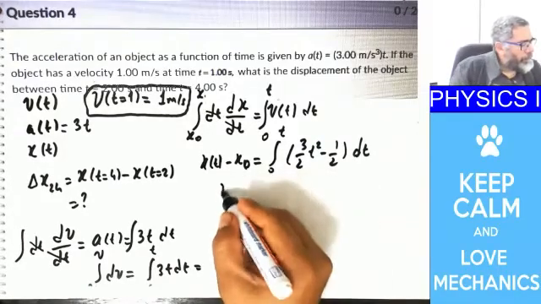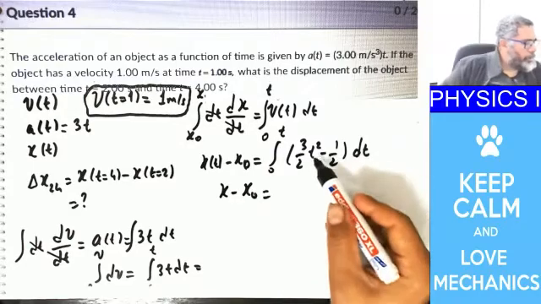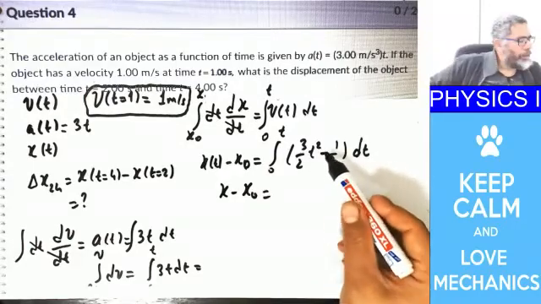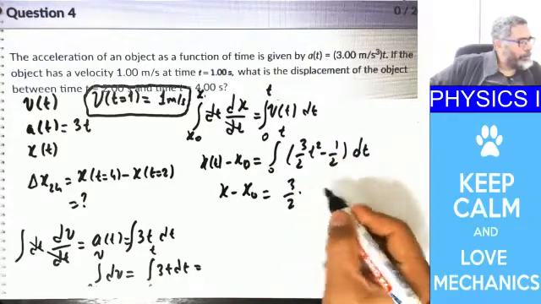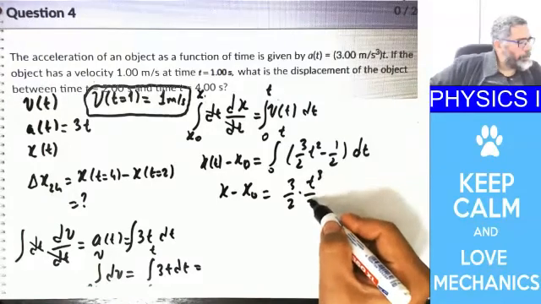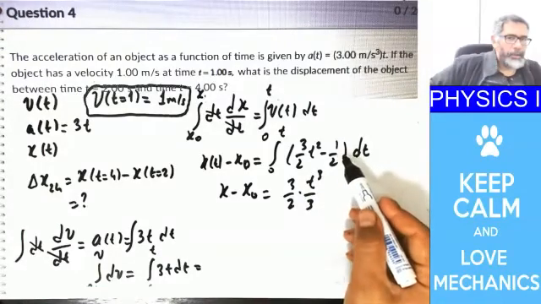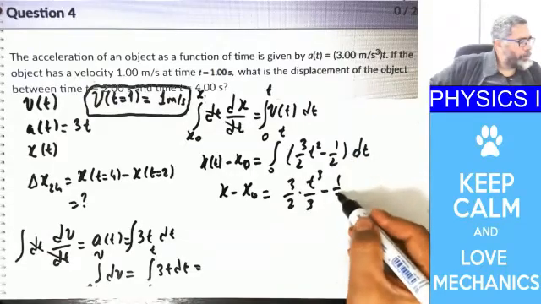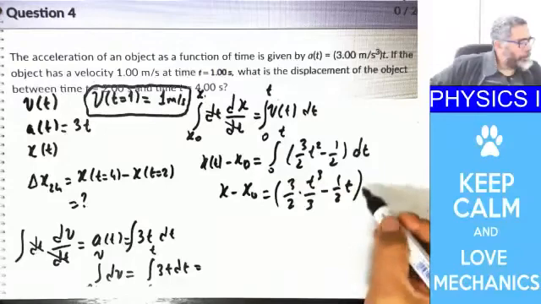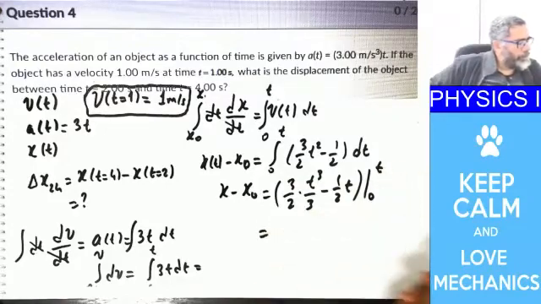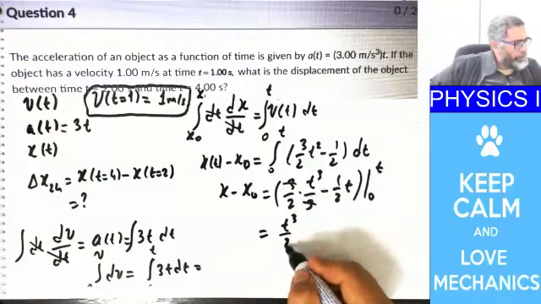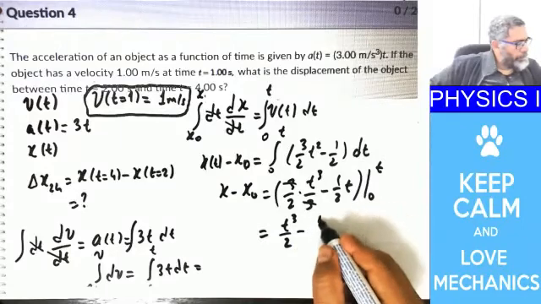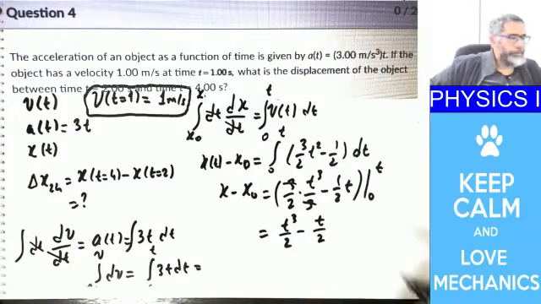Okay, so x minus x0, and now let's do this integration. What is the integration of t squared? It is t cubed divided by 3, right? 3 divided by 2 multiplied by t cubed divided by 3. And what is the integration of minus 1 over 2? It is minus 1 over 2 t. And this is going to be evaluated from 0 to t. So you get, these are just simplified, t cubed divided by 2 minus t divided by 2, right? And I hope this is clear.